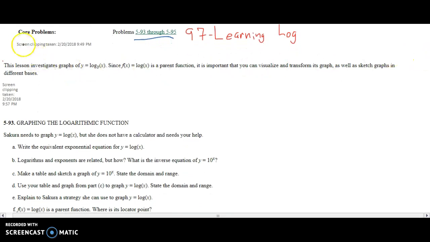As I said, this lesson investigates graphs of y equals log base b of x. Since f of x equals log of x is a parent function, it is important that you can visualize and transform its graphs as well as sketch graphs in different bases. In other words, whenever we deal with a parent function, we always end up with something that allows us to do some transformations.